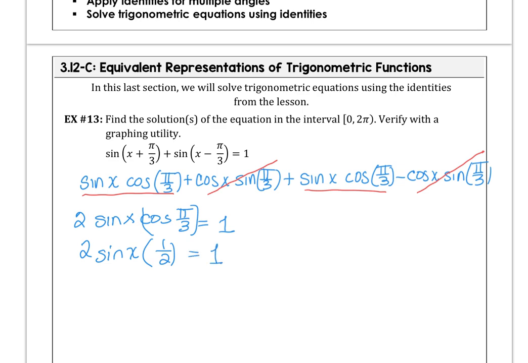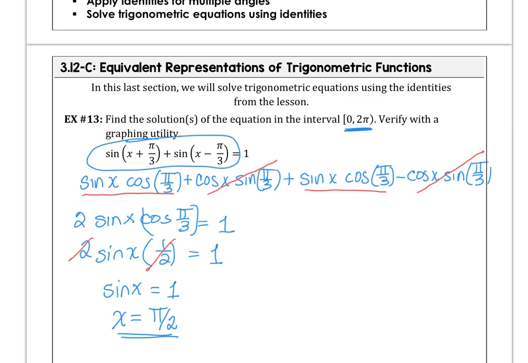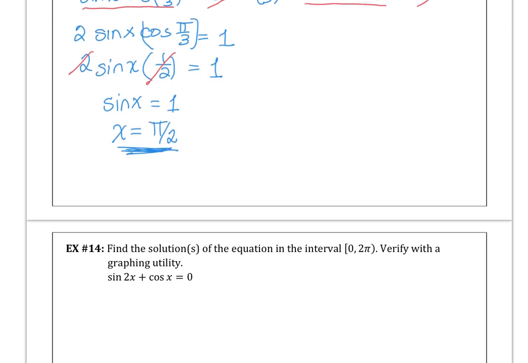So what do we have? The 2 times a half is 1. Sine of x is 1. Where is the sine of x equal to 1 on the interval from 0 to 2 pi? The sine of x is 1 only at pi over 2. And you could verify that if you graphed this equation on your calculator. You should see an intersection at pi over 2. Let's look at the next example.